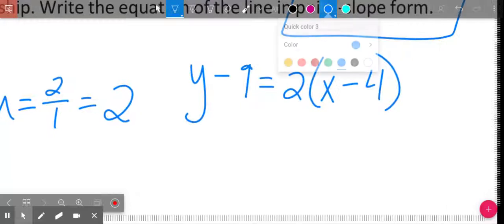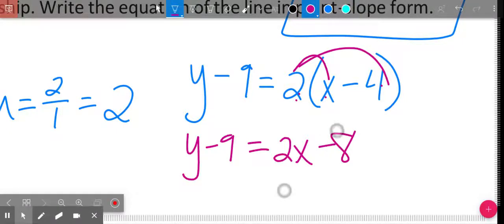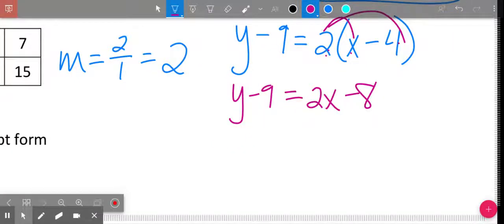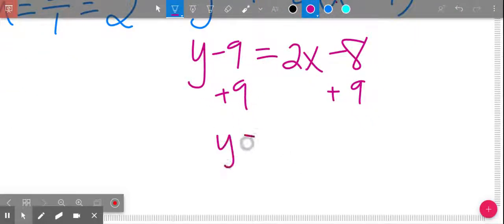So now I'm going to distribute and rewrite this in slope-intercept form. I'm going to distribute the 2. So y minus 9 equals 2 times x gives me 2x. 2 times negative 4 gives me negative 8. I'm going to add the 9 over. Don't mind the clock, guys. So I'll get y is equal to 2x. Negative 8 plus 9 gives me plus 1.